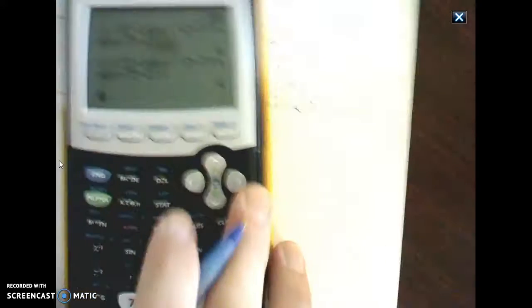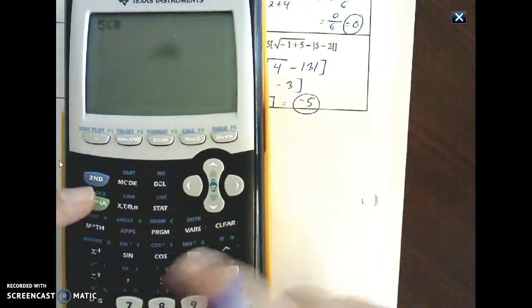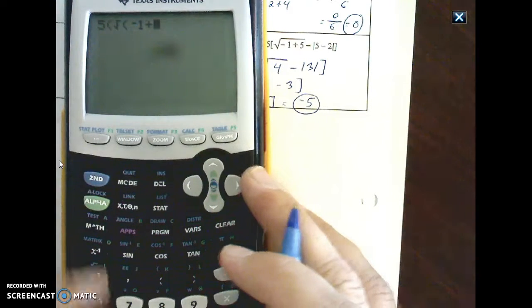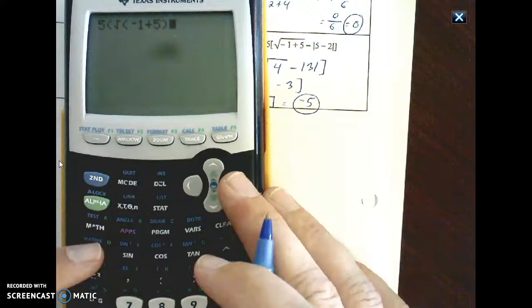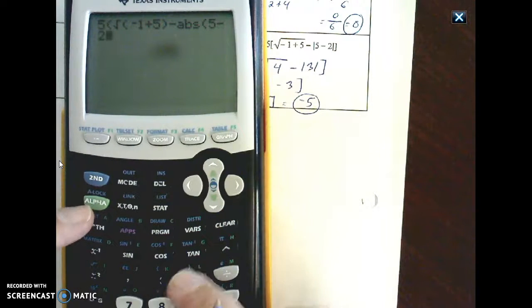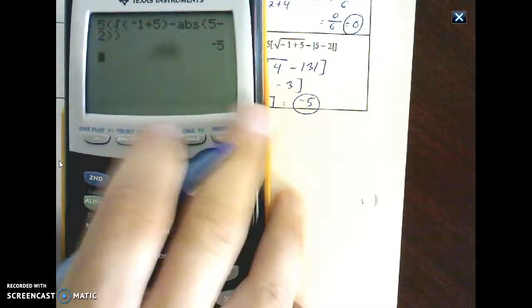Just to show you this all in the calculator, this one's a little trickier. I got 5 parentheses, square root, negative 1 plus 5, close it, minus absolute value, 5 minus 2, close it, we get negative 5, right?